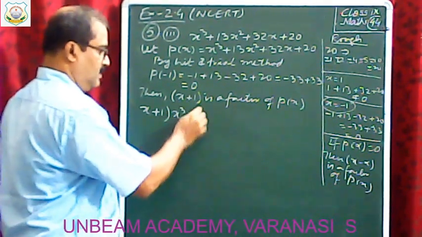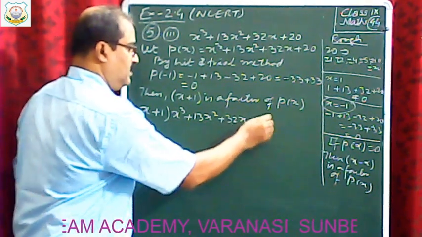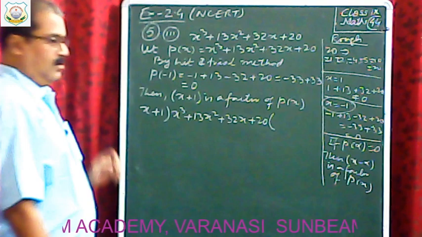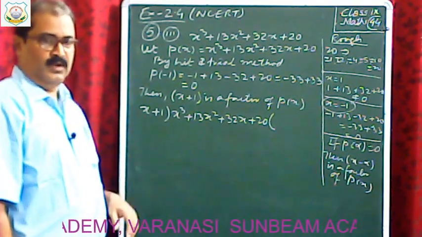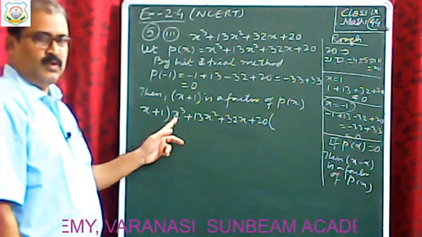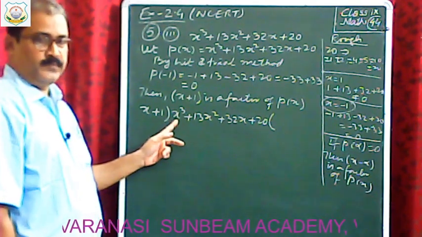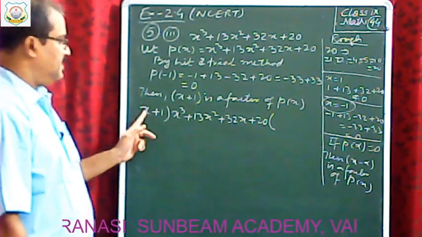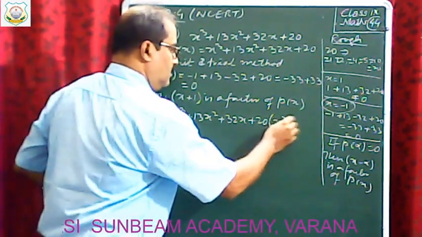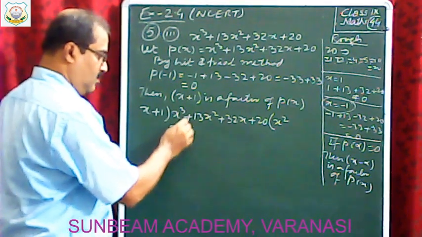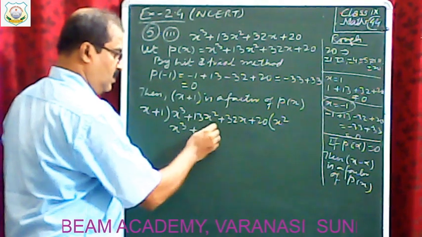x cube plus 13x square plus 32x plus 20. The rule you know: we have to eliminate the first term of the dividend in case of division of polynomials. So x cube is there; what do we have to multiply with x plus 1 so that we get x cube? x is there, so you have to multiply x plus 1 by x square. x square into x, we get x cube, plus 1 into x square, x square.